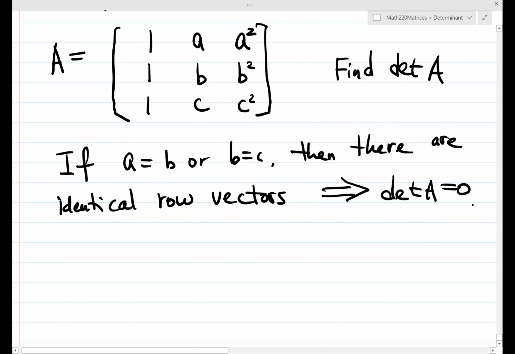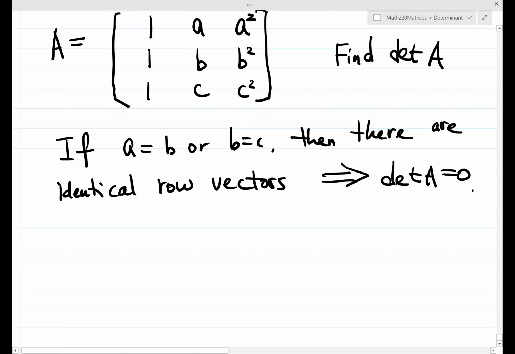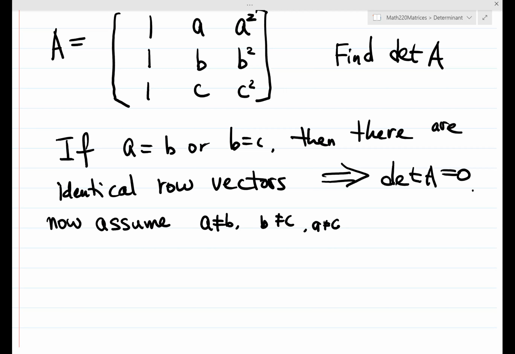Now, we assume a, b, c are distinct, because we already know the easier, trivial situation. Now we assume a, b, c are pairwise distinct. So a is not equal to b, b is not equal to c, and a is not equal to c.